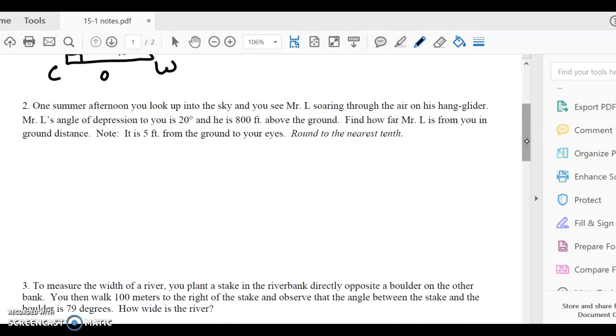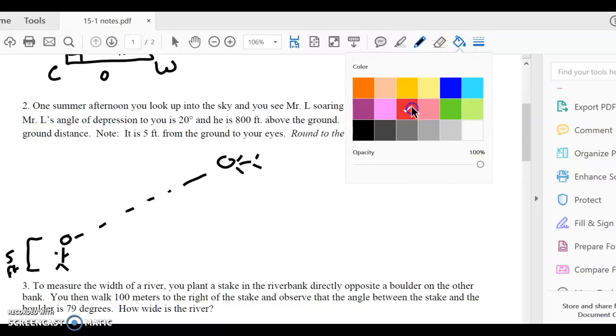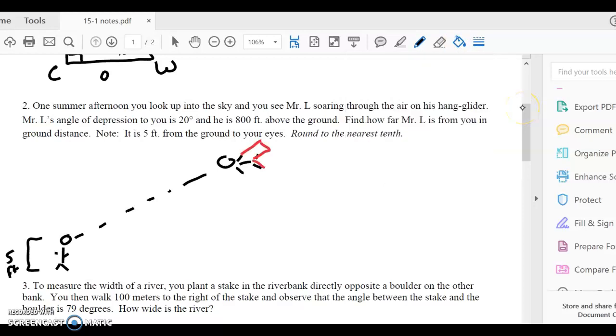So, we're going to draw a picture. Here you are, and you know this distance is 5 feet. You are looking up, and you are seeing Mr. L, who is up here, hang gliding. His angle of depression should be your angle of elevation.